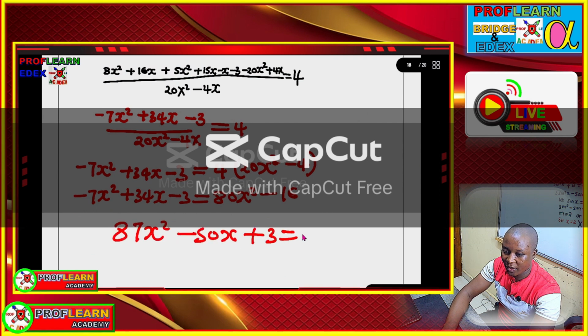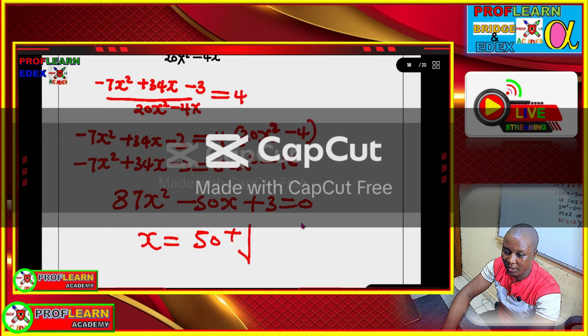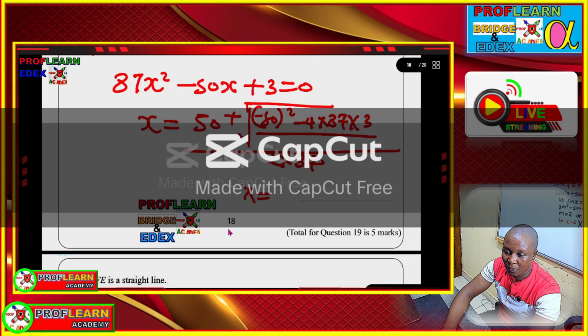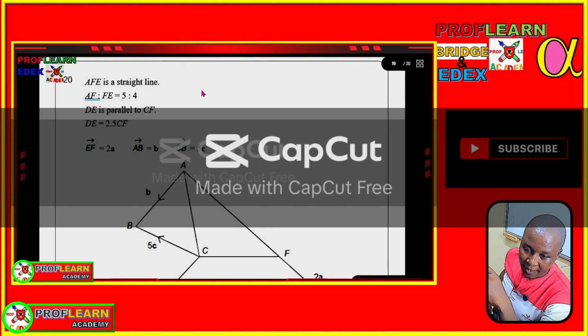So now, solving this quadratic equation, we can use the quadratic formula to work it out, and then we're going to get our answer to be 0.507 or 0.0681. AF ratio FE is 5:4.